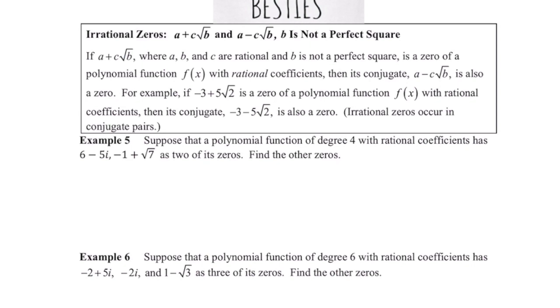It's telling us that suppose a polynomial function of degree 4 with rational coefficients, we have 6 minus 5i and negative 1 plus square root 7 as 2 of its zeros, what would the other zeros be? Well, if I look at 6 minus 5i, I also know that I'm going to have 6 plus 5i. If we have negative 1 plus the square root of 7, I know I'm also going to have negative 1 minus the square root of 7. So we have found 1, 2, 3, 4.